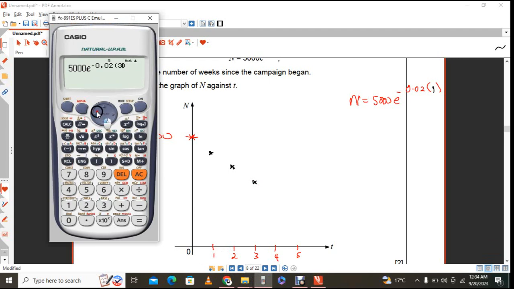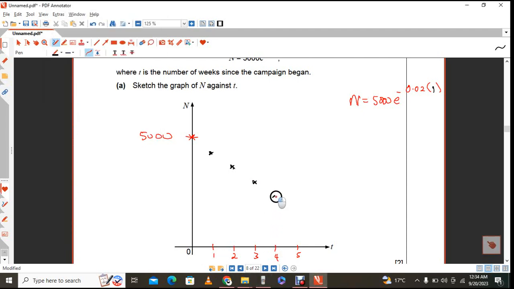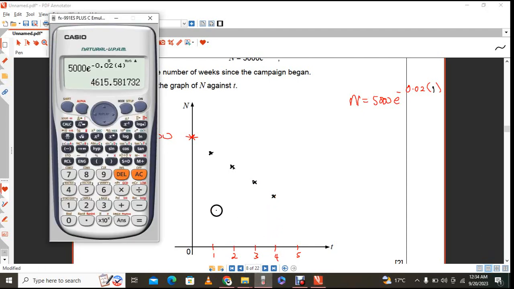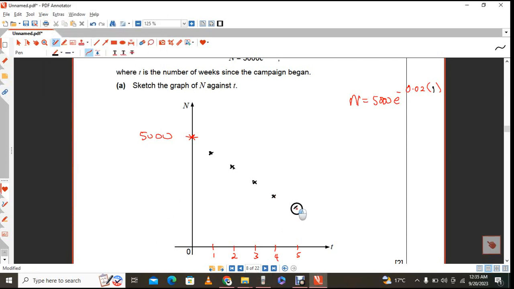Let's put a 4: 4,600. Let's suppose it's there. Let's go ahead and put a 5: 4,500. So you really see that it forms a curve where the curve sort of goes down and down and down, like that. 2 marks for that.